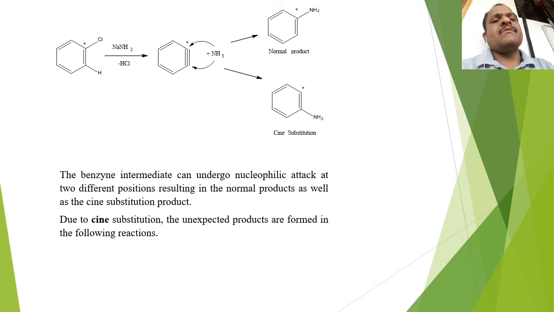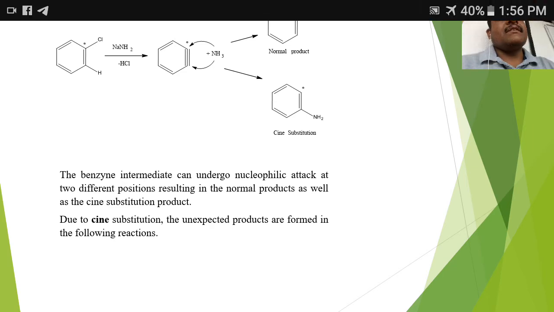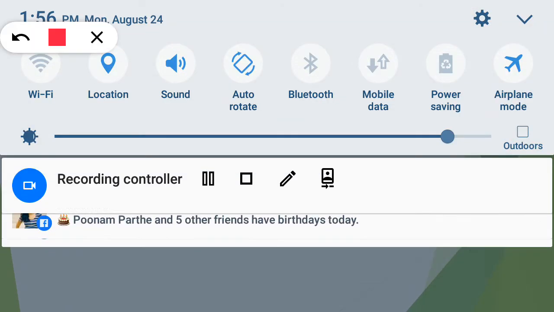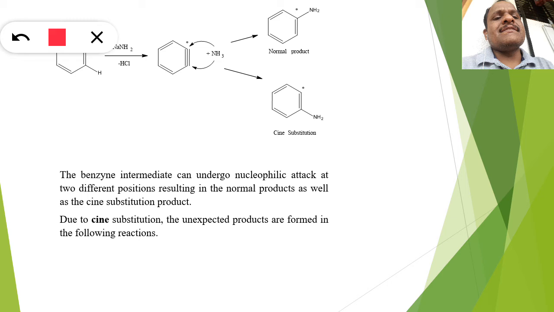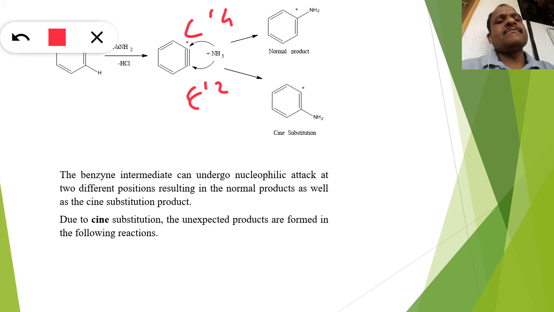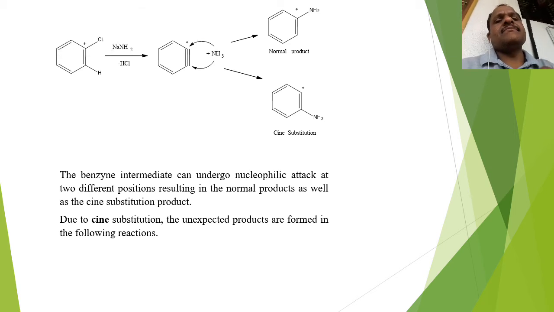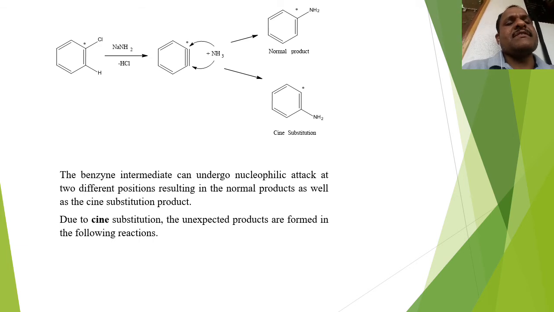that carbon, among those two carbons, one carbon is a labeled carbon, carbon 14, and the other is carbon 12, right? See, this is, let's say, carbon 12 and this is carbon 14, right? When you abstract a hydrogen atom by sodamide, there is formation of benzyne as an intermediate.